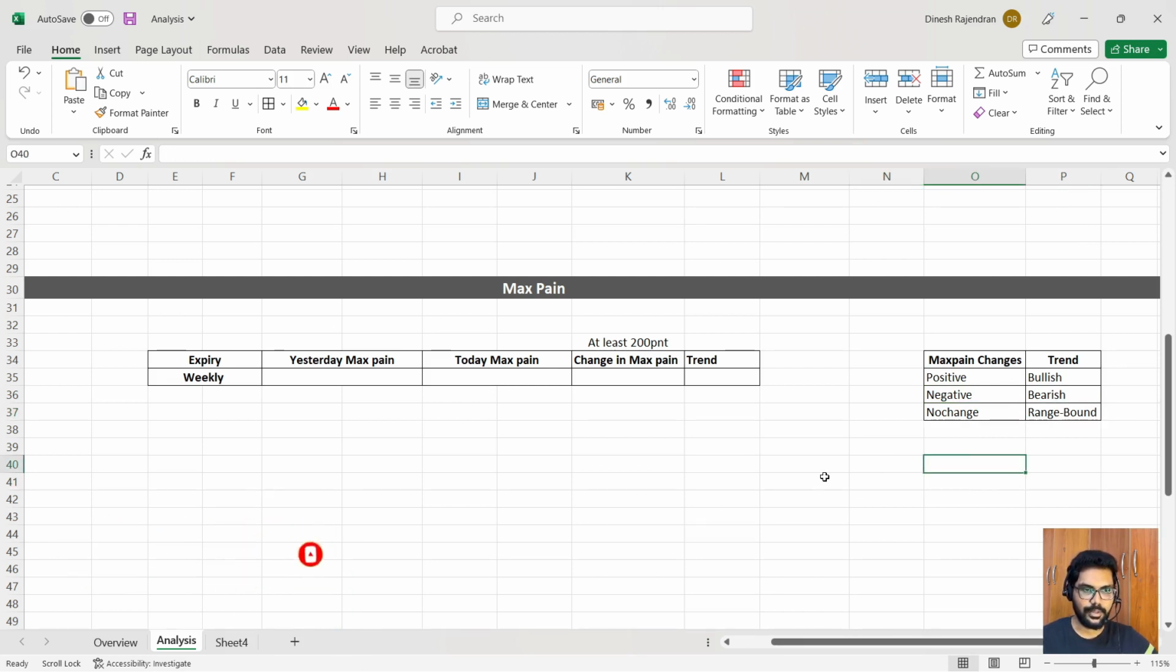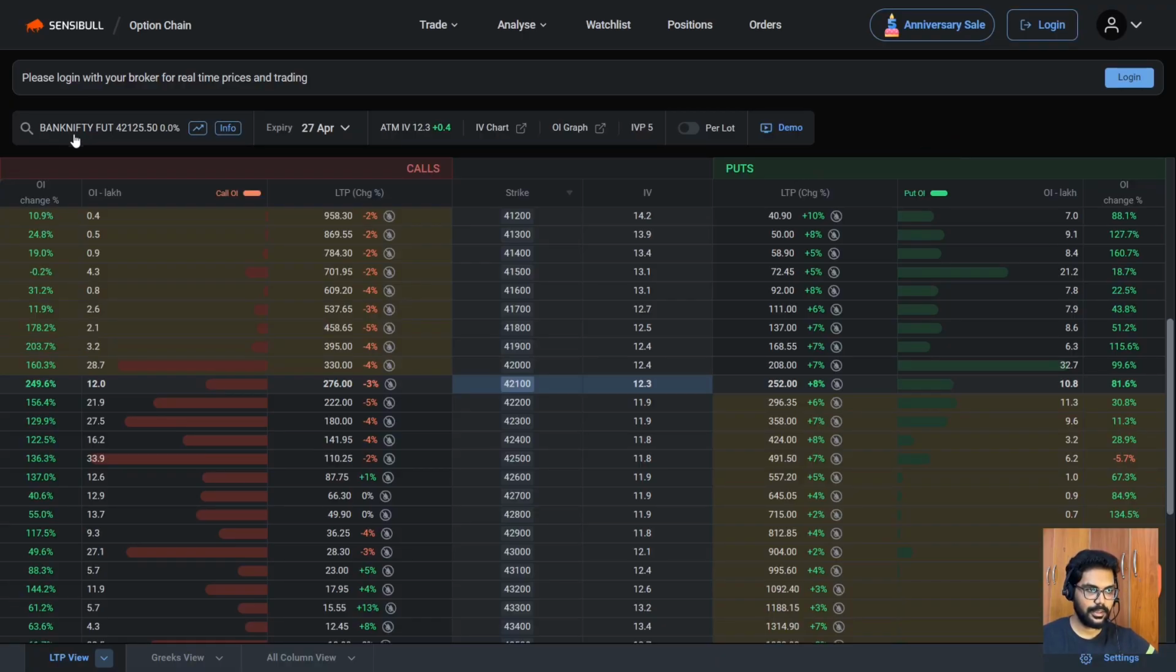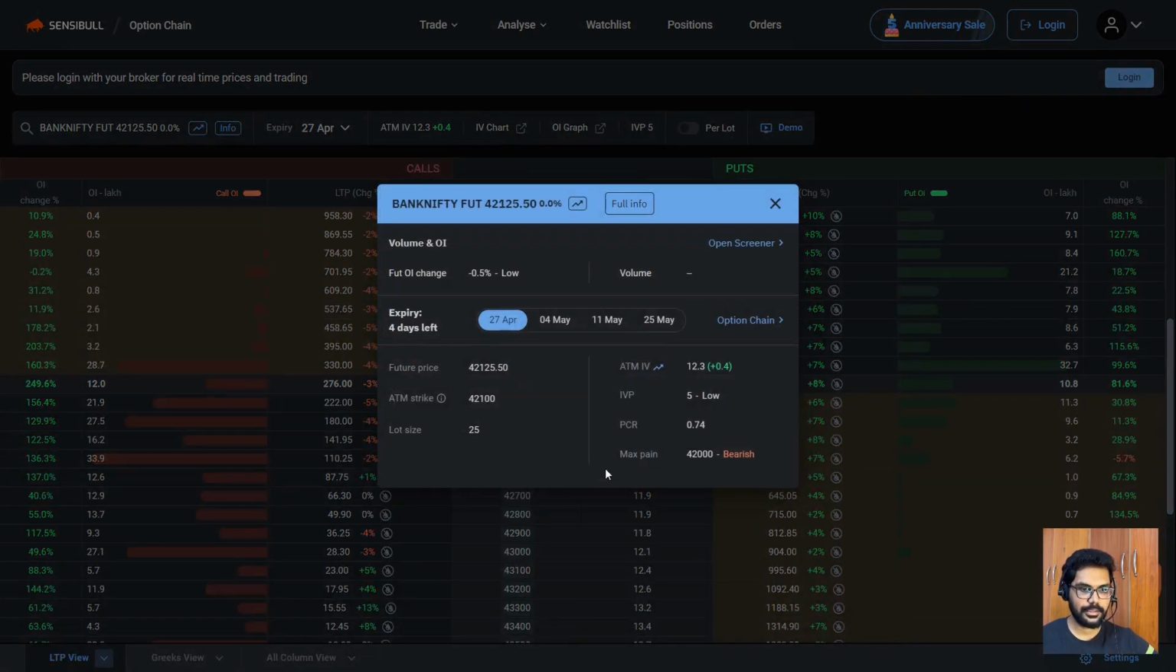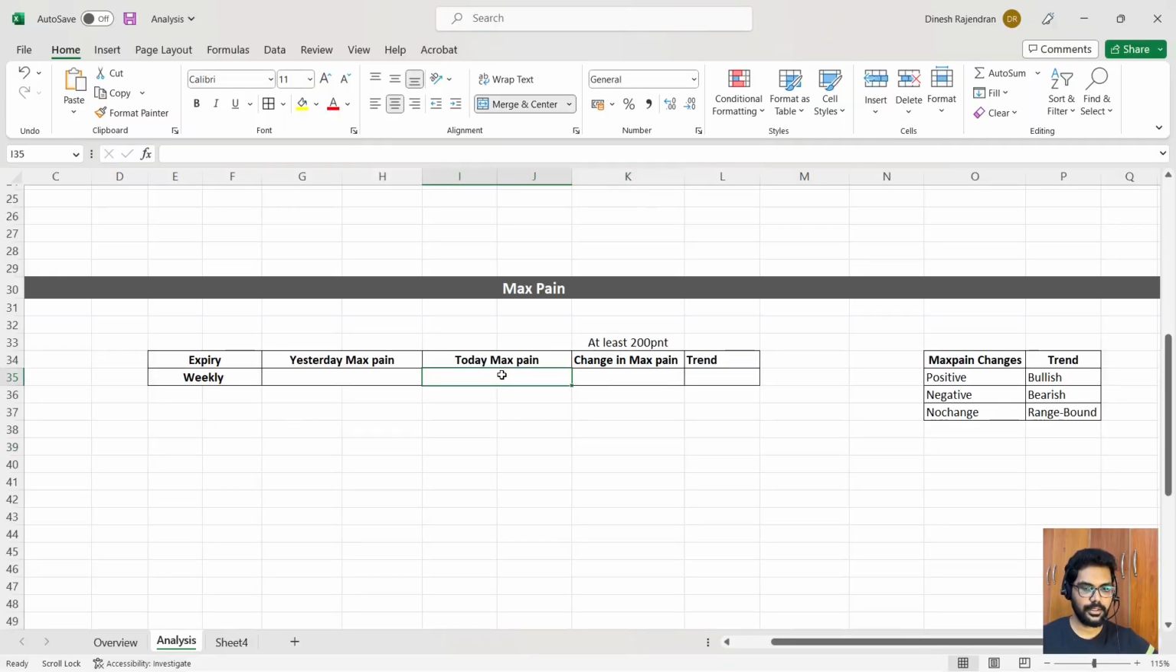Okay, now where can we check the max pain? You can check the max pain in Sensibull or Nifty Trader. Maybe some other portals are available, but I know Sensibull and Nifty Trader provide max pain details. Okay, we'll check in Sensibull. Here on the Sensibull portal, I'm selecting Bank Nifty and you have to click info. Here you can see the max pain. The max pain is 42,000. You need not consider the indication, just take the value here. So here it is 42,000. We can note it here, 42,000.